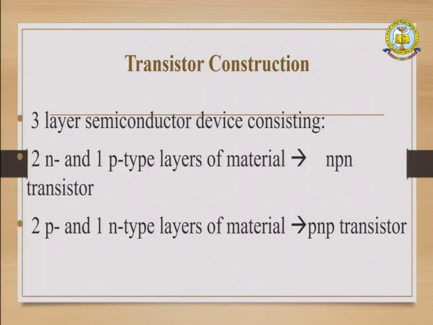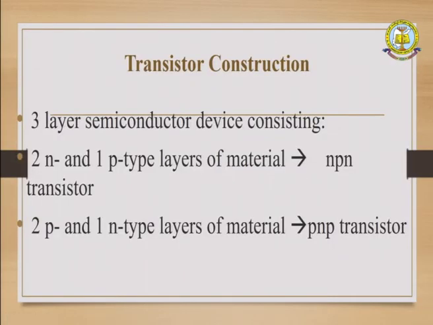So, what is a transistor? A transistor is a three-terminal silicon semiconductor device, meaning base, emitter, collector. That is the transistor. In its construction, it is a three-layer semiconductor device, three layers meaning base, emitter, collector. The transistor is of two types: the NPN transistor and the PNP transistor.